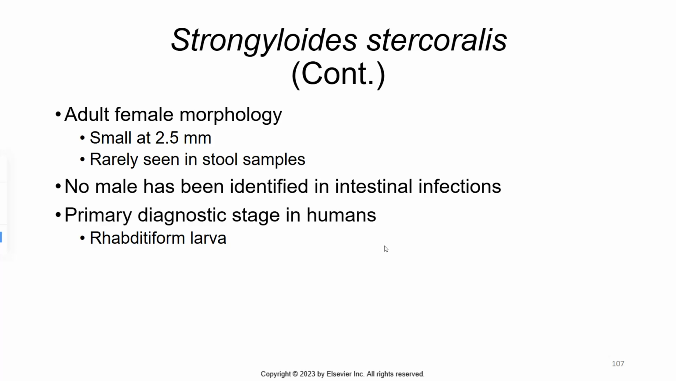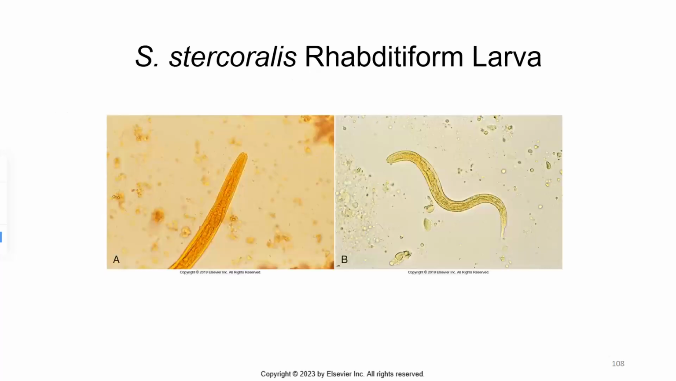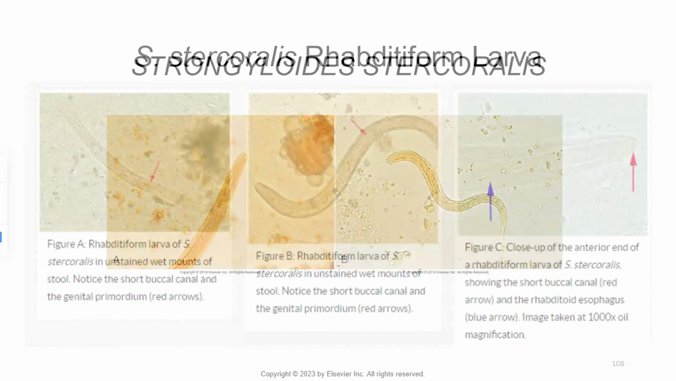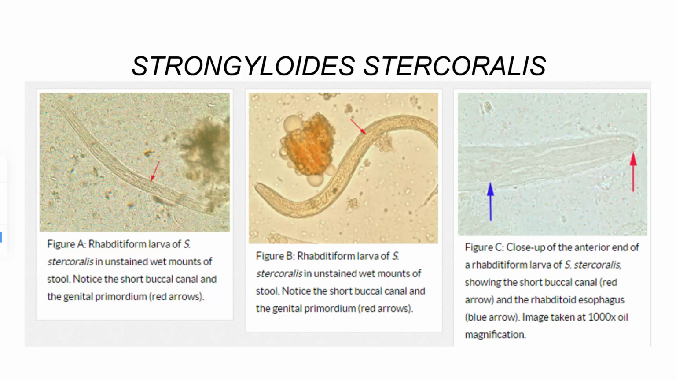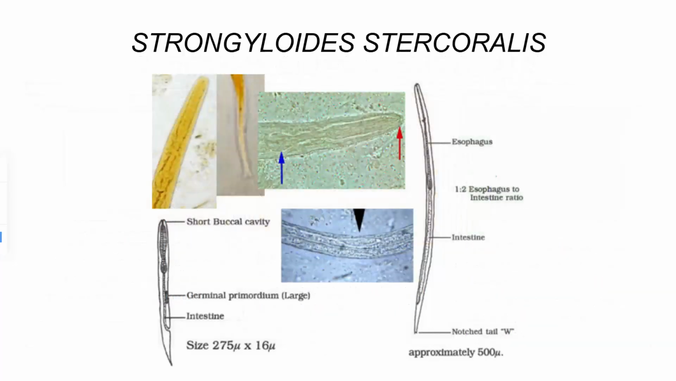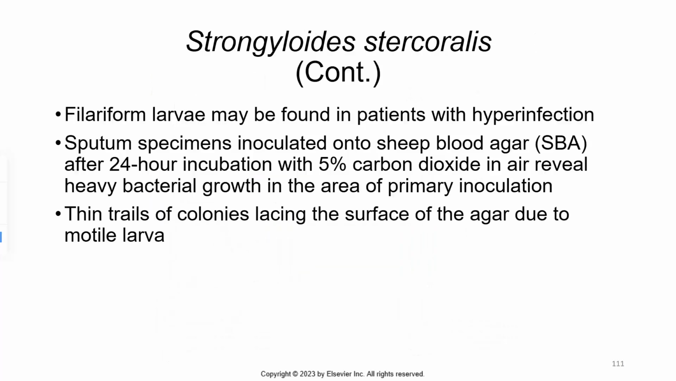Adult female is rarely seen in stool samples, and no male has been identified in intestinal infections. So the primary diagnostic stage in humans is the rhabditiform larvae. And this is a picture of that larvae. And here's some more pictures of it. And here's some more pictures that you can take a look at.